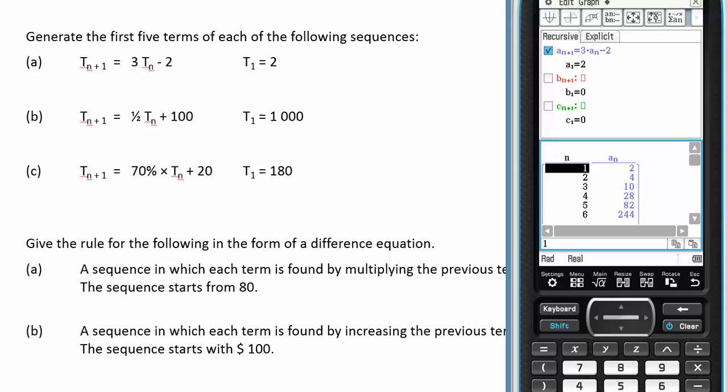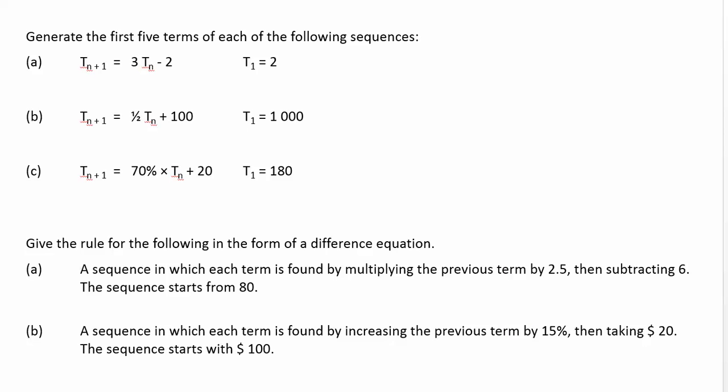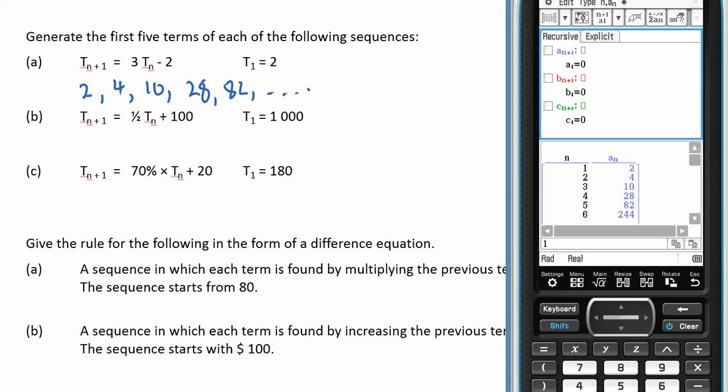And you can see the sequence generated. So I can simply just record that down. And the next one exactly the same. I'll use 0.5 rather than a half.